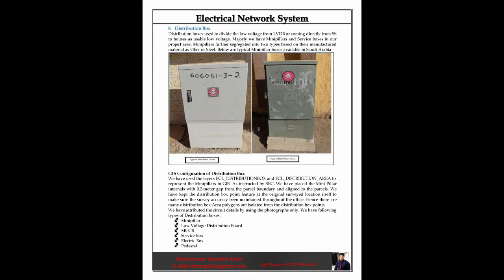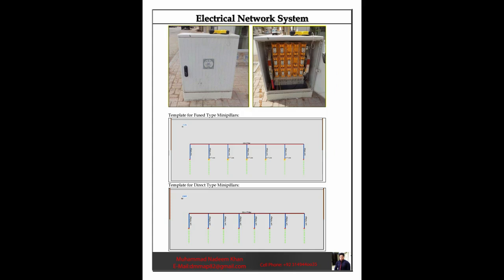Hence there are many distribution box area polygons that are isolated from the distribution box points. We have attributed the circuit details by using the photographs only. We have following types of distribution boxes: mini pillar, low voltage distribution board, MCCB, service box, electric box, pedestal, template for fused type mini pillars, template for direct type mini pillars.